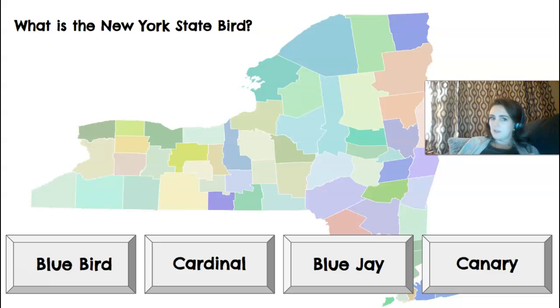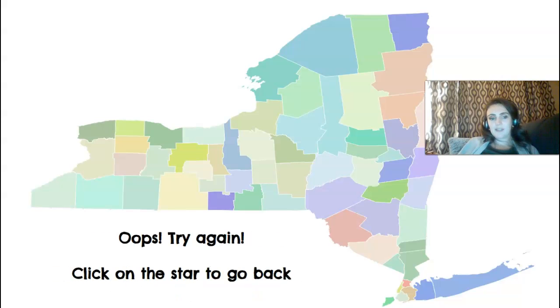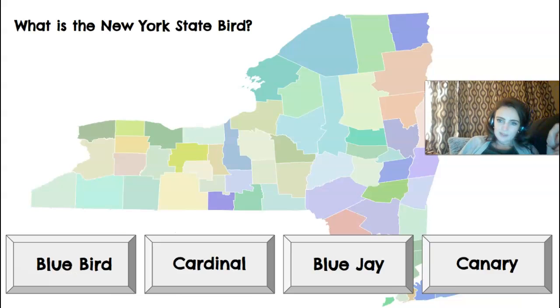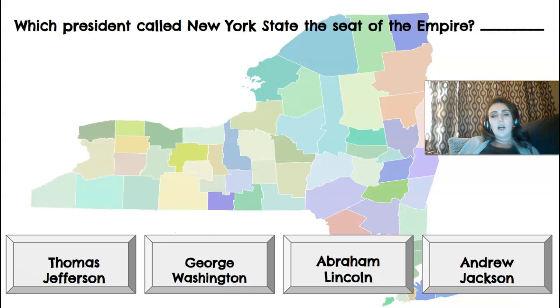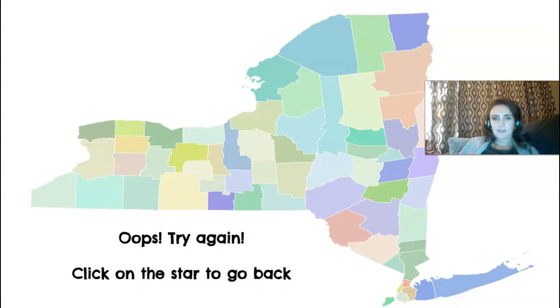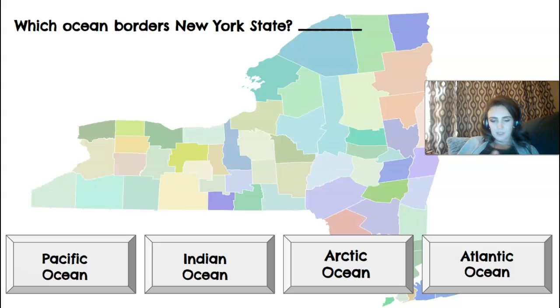So then what is the New York State bird? Same thing applies. They'll click and they'll either get a correct slide or an oops slide. And if they get the oops slide, I'm going to link it so it brings them right back to this question slide. So really, students are getting automatic feedback. Okay. Which president called New York State the seat of the empire? And then the other question is, which ocean borders New York State?